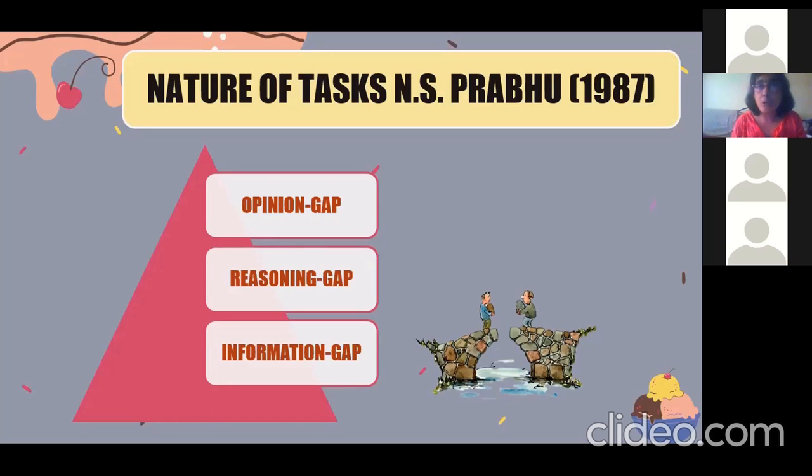So, like in online teaching, it is not possible for the learners to interact, so they can only interact with the computer. What they can do is go for researching, trying to find information online, and then they can discuss with their peers what they have found online, and thus they can fill up the missing gap. So then comes the reasoning gap.